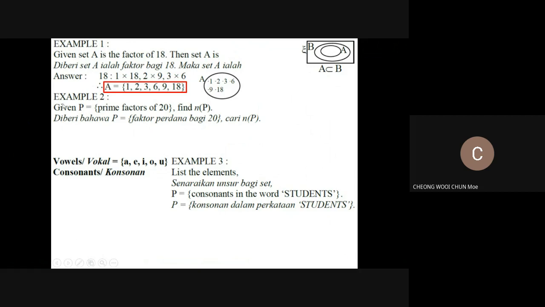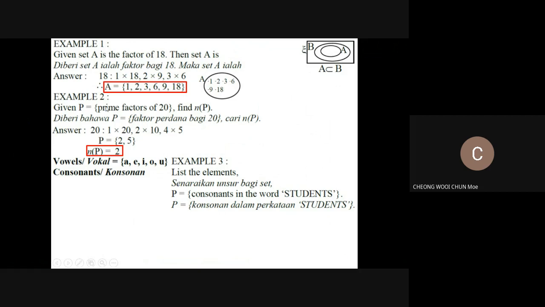Okay, so example 2, given P. P is the prime factors of 20. Find number of elements of P. Prime factors of 20, before finding prime factors, you find factors first. How to get 20? So 1 times 20, 2 times 10, and 4 times 5. So you get 20. So these are all factors of 20.